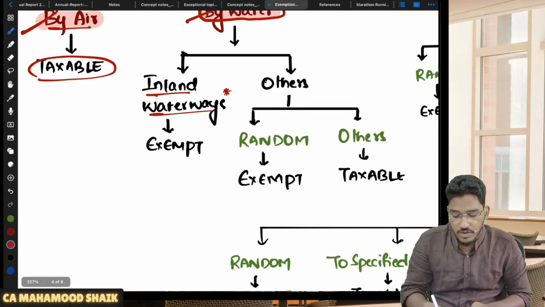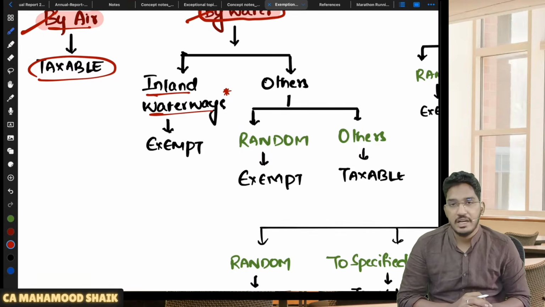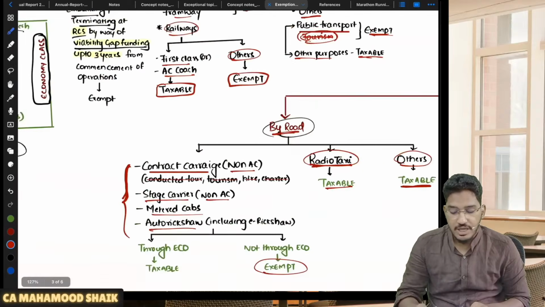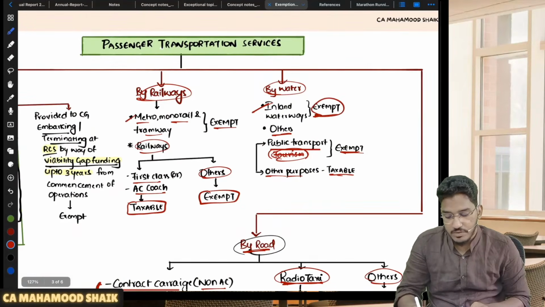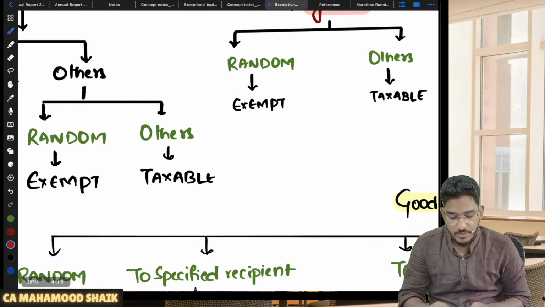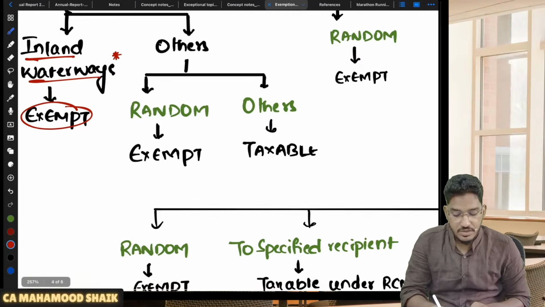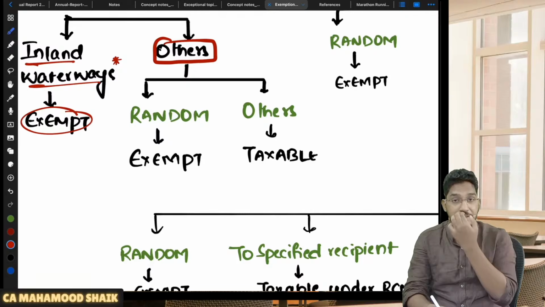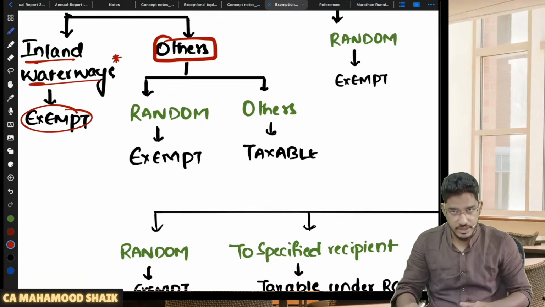If it is through inland waterways, exempt. No matter what goods you are transporting, if you are transporting the goods by way of water through inland waterways, it is exempt. If you pay close attention, passenger transportation services through inland waterways is also exempt. Goods transportation services through inland waterways is also exempt. No matter what goods you are transporting. Others, you are causing the transportation of goods through water, but not through inland waterways. Through ocean if you are transporting the goods.